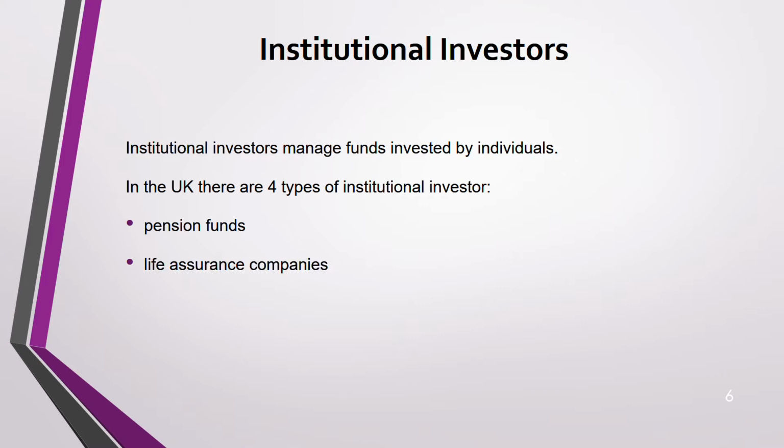Next, we have life assurance company. Then we have unit trust. Then we have investment trust. These are the four types. You don't need to know in depth how they run. Just know that these are the four types of institutional investors. Because in the exam, sometimes they might give you a pension company or an insurance company. In that case, you should be in a position to identify that this is an institutional investor. Okay.